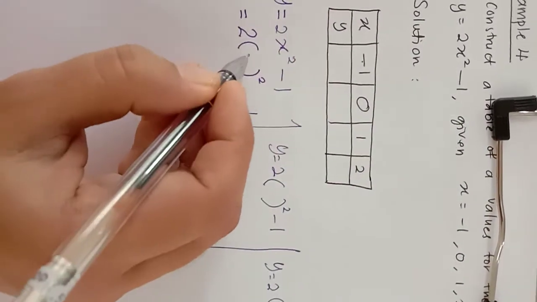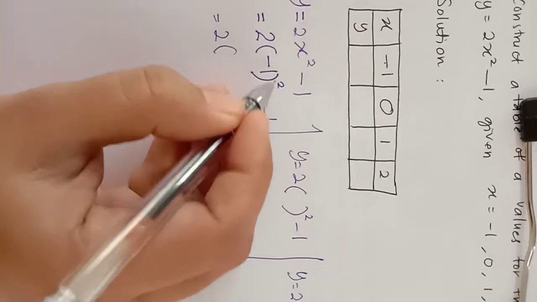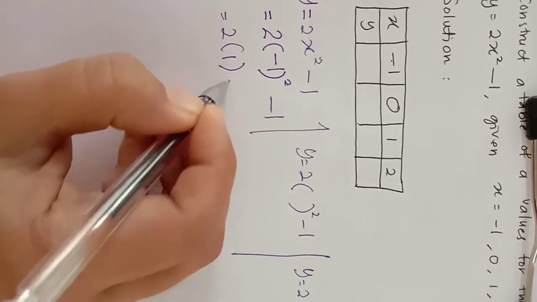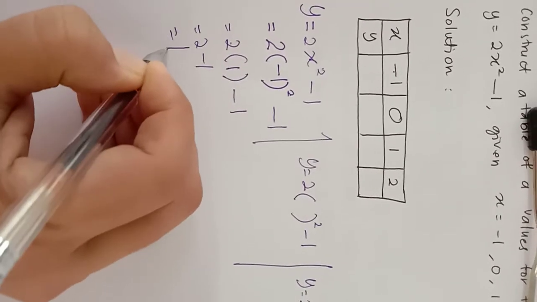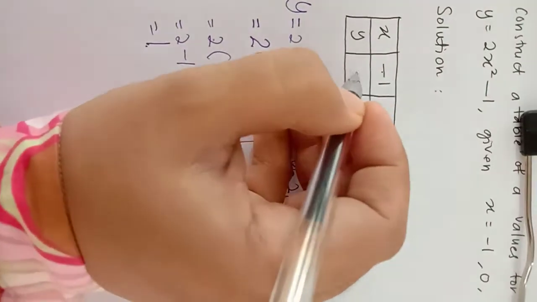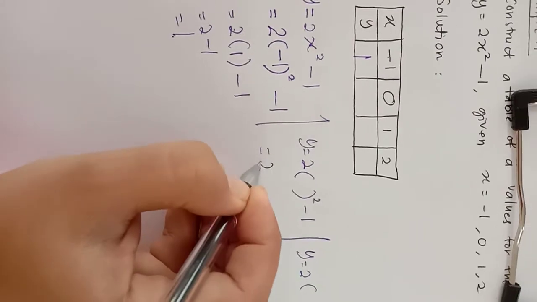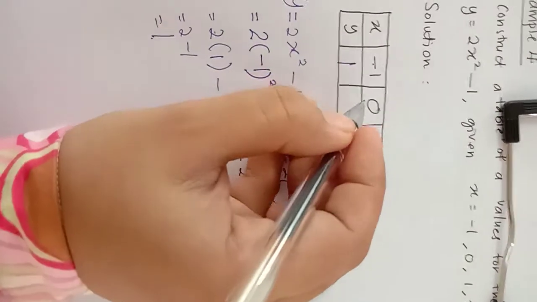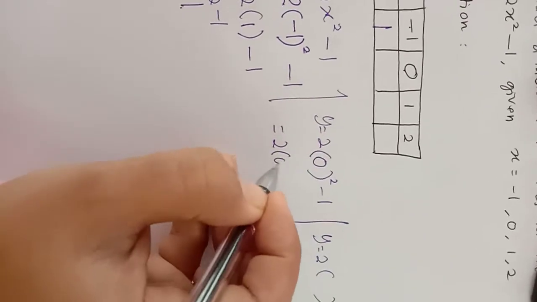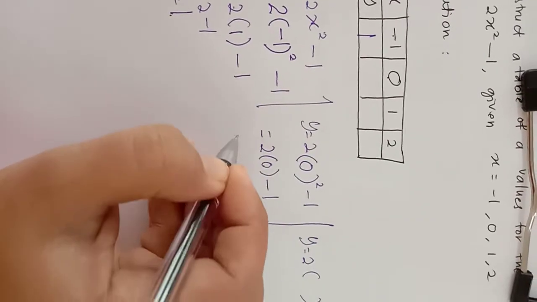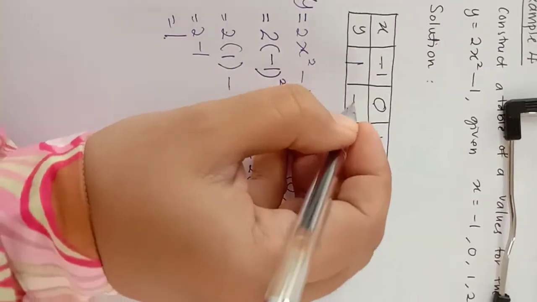First is negative 1. So 2 times negative 1 power of 2. We will get 1, minus 1. 2 times 1 is 2. Minus 1 is 1. Dapat jawapan yang pertama, salin dekat sini. Okey, yang kedua. Okey, yang ini masuk nilai berapa? 0 kan? So we put a 0. 0 power of 2 is 0, minus 1. 2 times 0 is 0. Minus 1 is equal to negative 1.